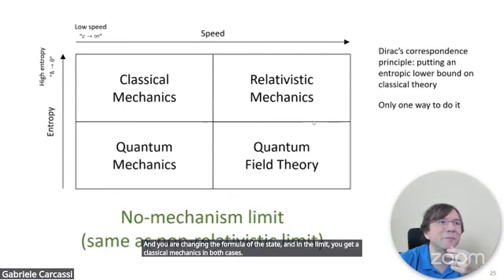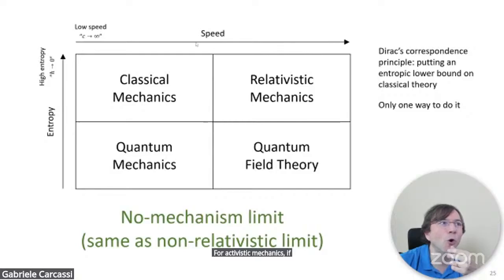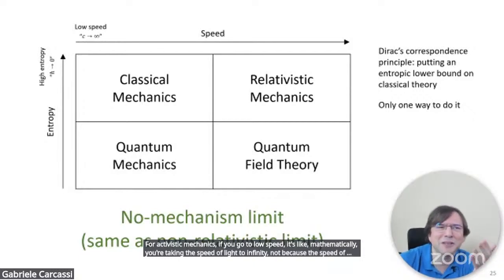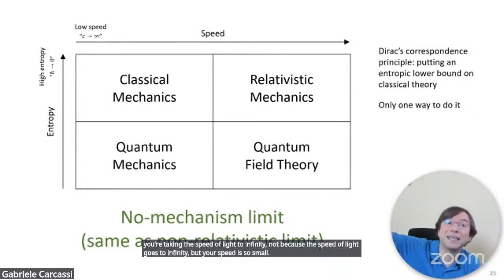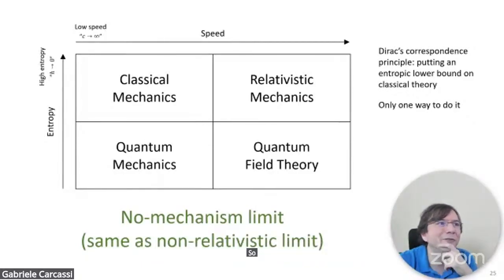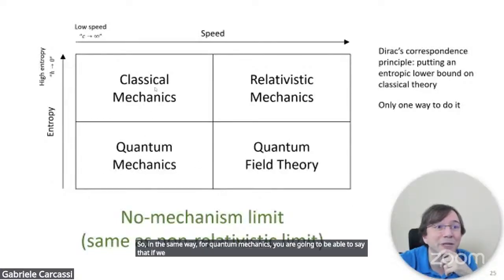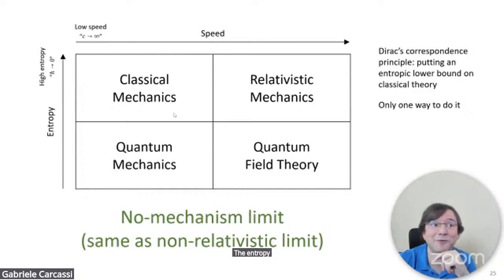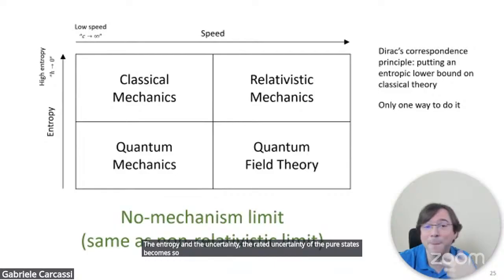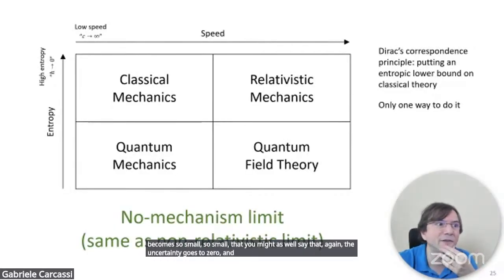So for relativistic mechanics, if you go to low speed, mathematically you're taking the speed of light to infinity, not because the speed of light goes to infinity, but because your speed is so small that the speed of light looks so big to you that you might as well say it's infinite. In the same way, for quantum mechanics, if we go to high entropy, the uncertainty of the pure states becomes so small that you might as well say that the uncertainty goes to zero and the entropy goes to minus infinity.